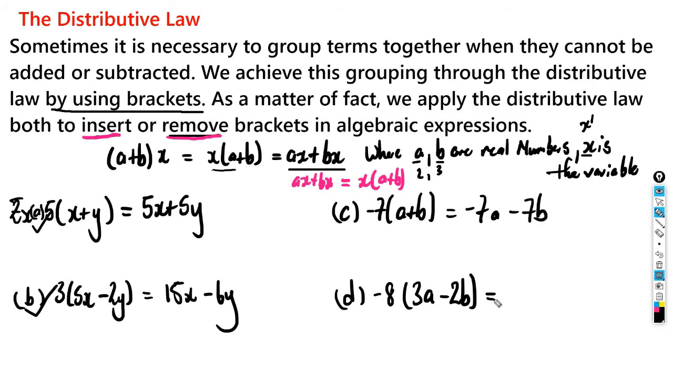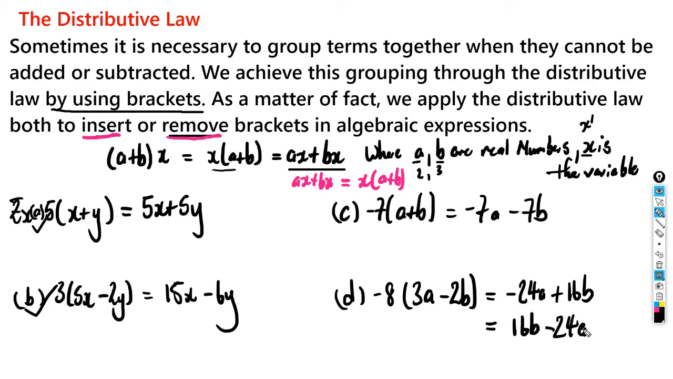And for this answer, well, actually, I'm going to write it out first. Negative 8 times 3a would give me negative 24a. And negative 8 times 2b would give me plus 16b. But I'm going to write the positive one first: positive 16b minus 24a. Okay.